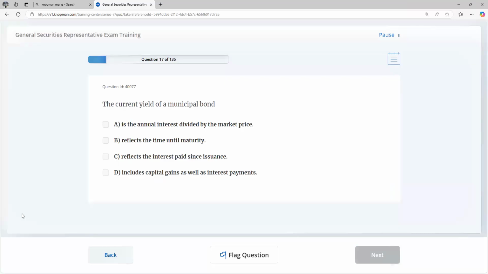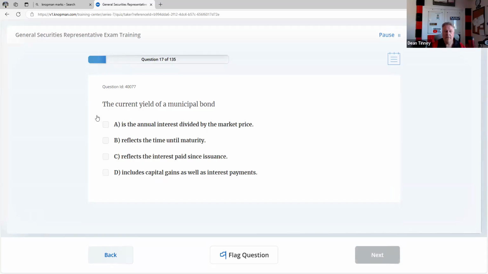The current yield of a municipal bond is, the current yield is the annual. It's A. Yeah, you missed that one. You had to flunk the entire test immediately.